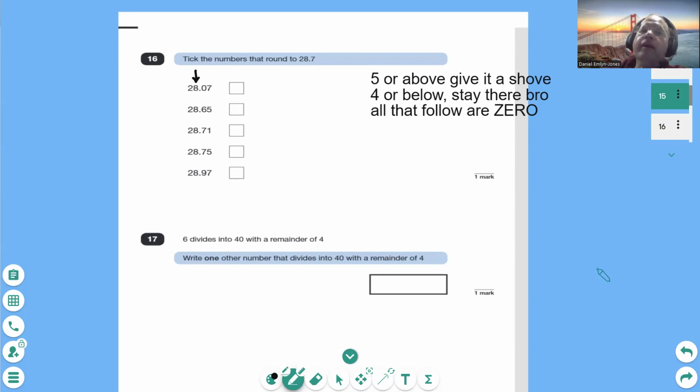And to decide, it goes to the 0. It's got to go to the number after. Here, the number after is 0. So that's saying 4 or below, sturdy bro. It's going to be 28. All that follow are 0. So we could put 0, 0, but who cares?